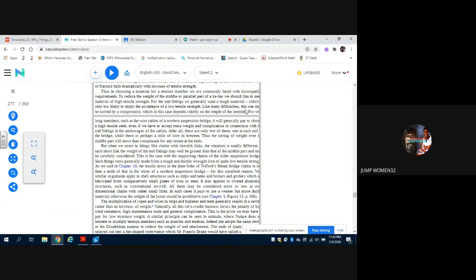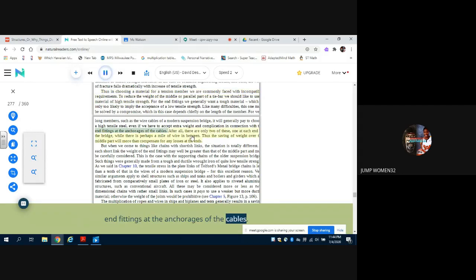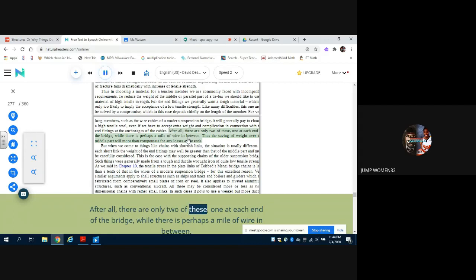Like many difficulties, this one may be solved by a compromise, which in this case depends chiefly on the length of the member. For very long members, such as the wire cables of a modern suspension bridge, it will generally pay to choose a high tensile steel, even if we have to accept extra weight and complication in connection with the end fittings at the anchorages of the cables. After all, there are only two of these, one at each end of the bridge, while there is perhaps a mile of wire in between. Thus, the saving of weight over the middle part will more than compensate for any losses at the ends.